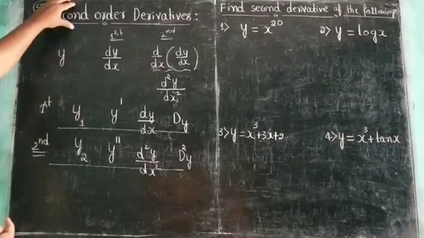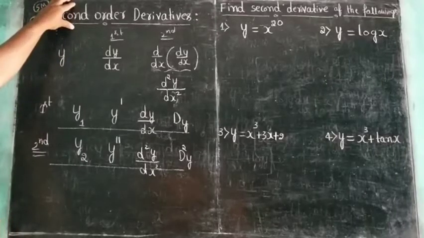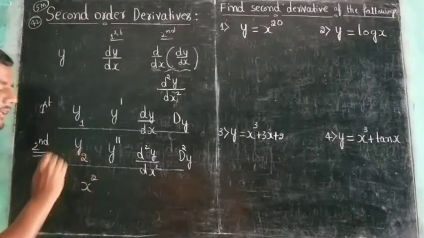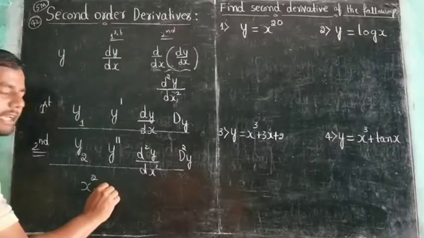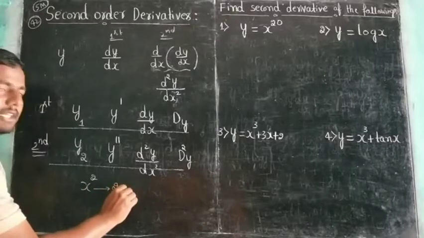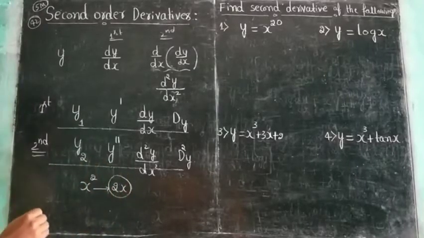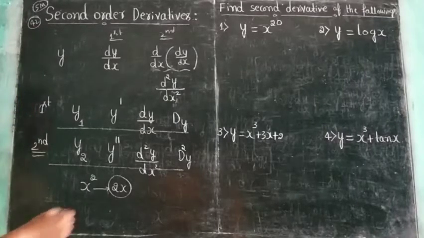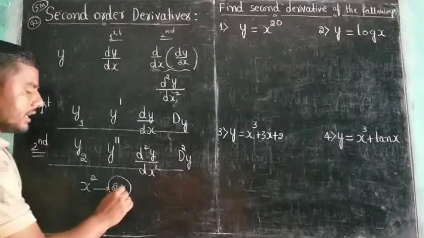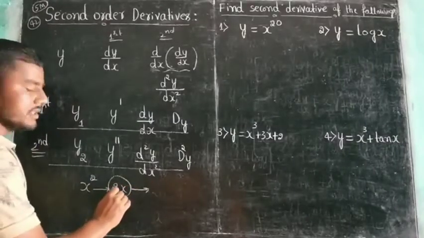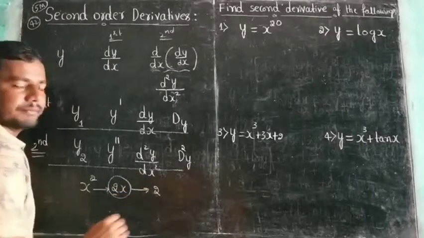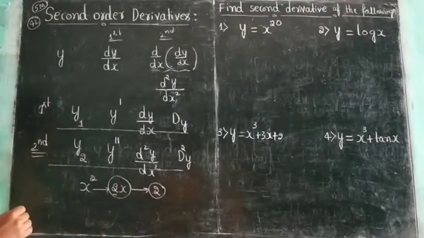Second order derivative is nothing but the derivative of a first derivative. For example, let us consider x square. The derivative of x square is 2x. This is the first order derivative. Once again, write the derivative of 2x. Here 2 is a constant, and the derivative of x with respect to x is 1, so we get 2. This is the second order derivative.